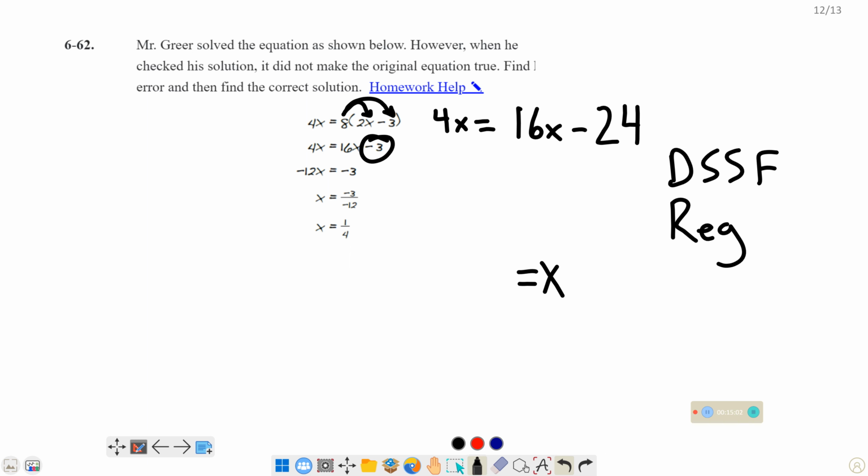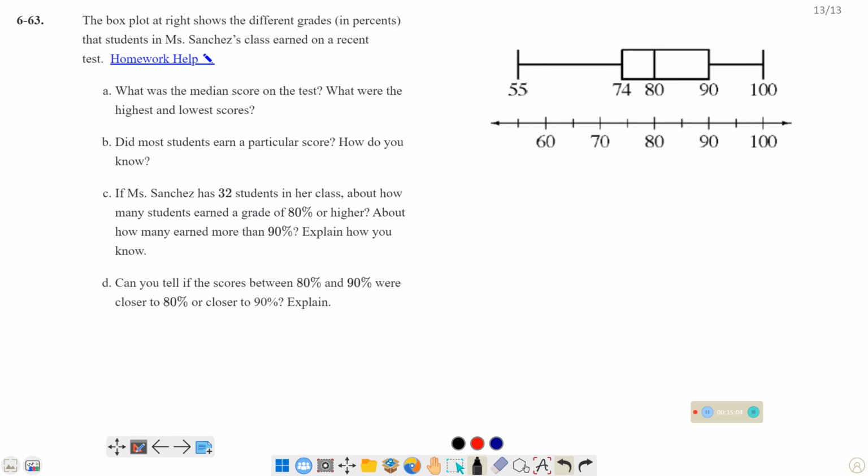All right, let's do our last homework problem. Problem 6-63. The box plot at right shows the different grades in percents that students in Miss Sanchez's class earned on a recent test. What was the median score on the test?